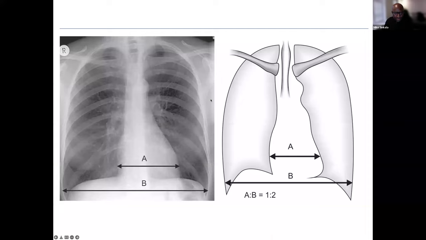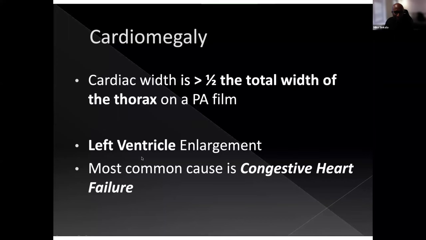So this is the cardiothoracic ratio. The size of the heart on a PA projection has to be half, A has to be half of B, and then that should be 0.5 or 50%. Cardiomegaly, obviously, is just a heart enlargement, which measures more than 0.5 on a PA projection, or more than 0.6 on an AP projection.